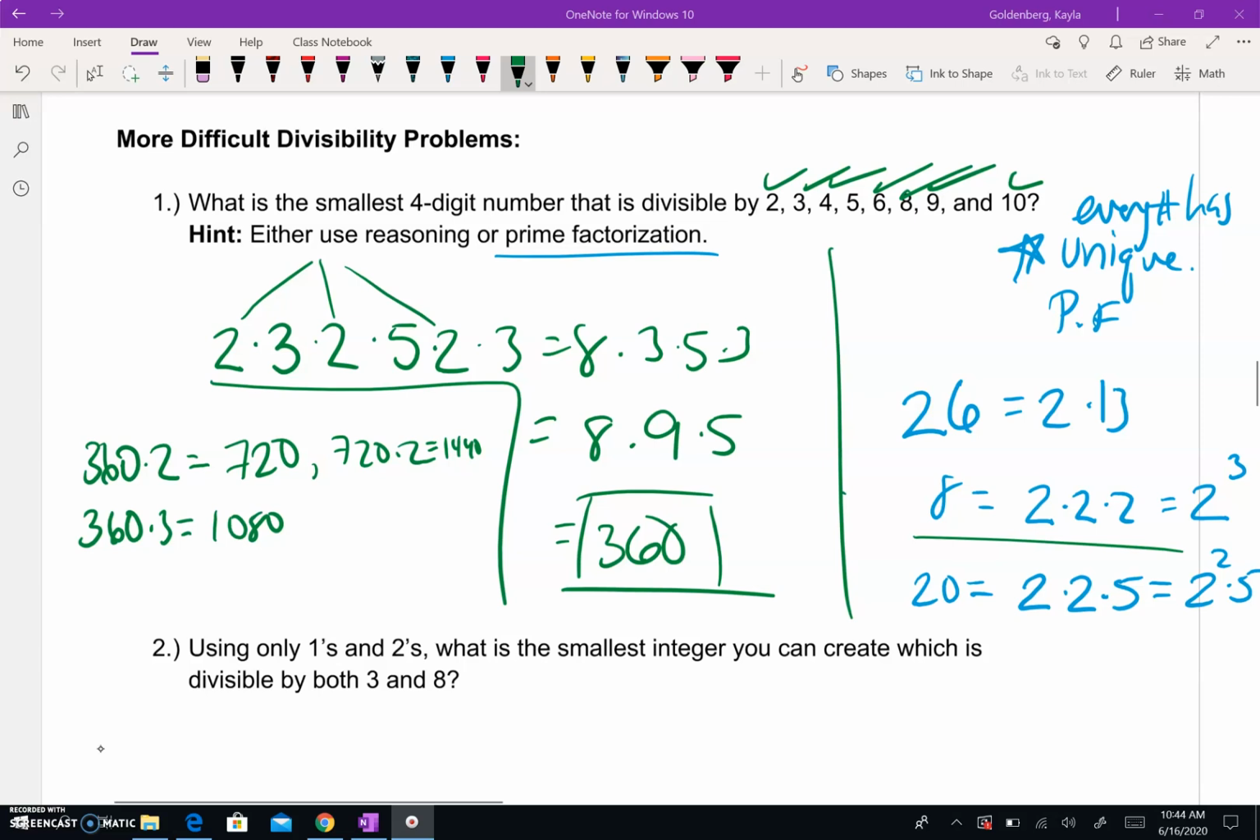So multiplying that product all together, when I put everything together, I get 360, which is not a 4-digit number. So what I did was I doubled it, and then I doubled that, and I tried tripling it. And the smaller number was the 1080, so that would be your final answer. The trick is just to keep multiplying by the smallest primes possible. So just trying a couple 2s or a 3 to see what the smallest 4-digit number is.